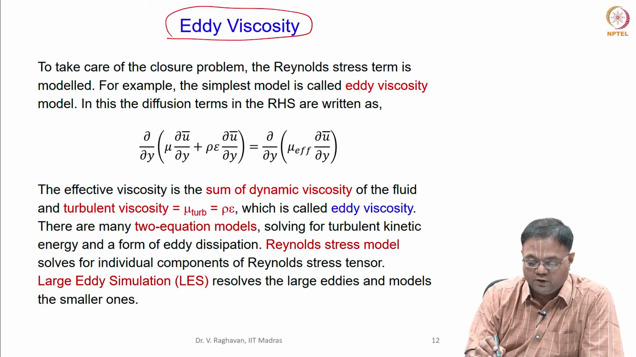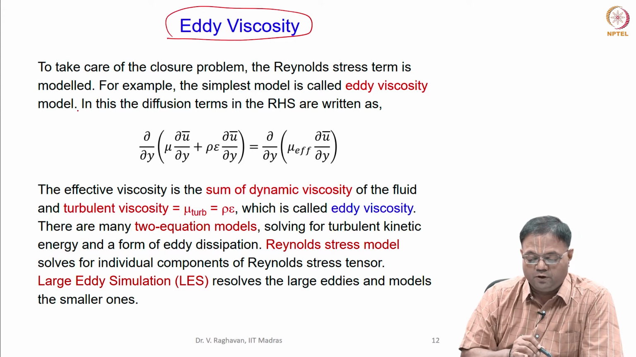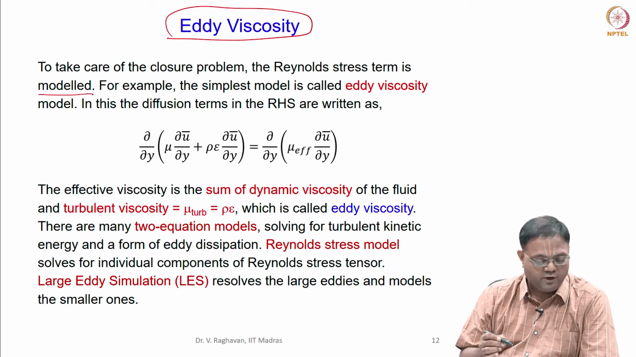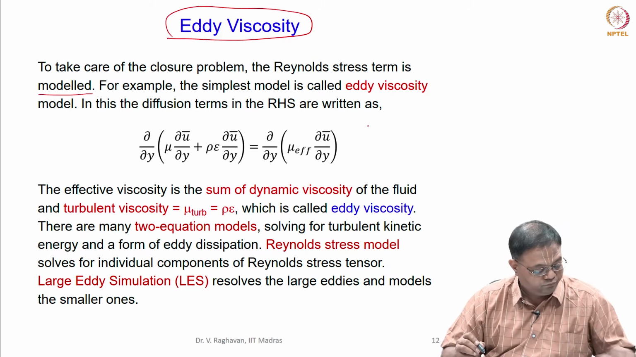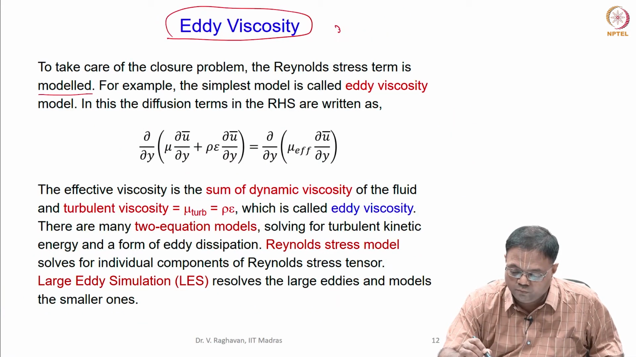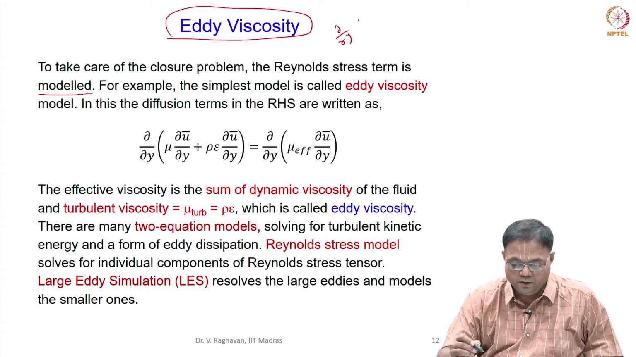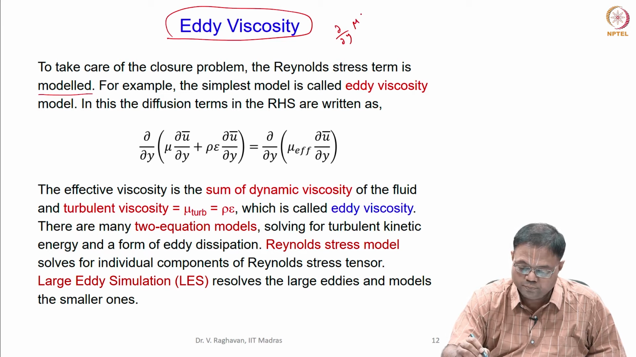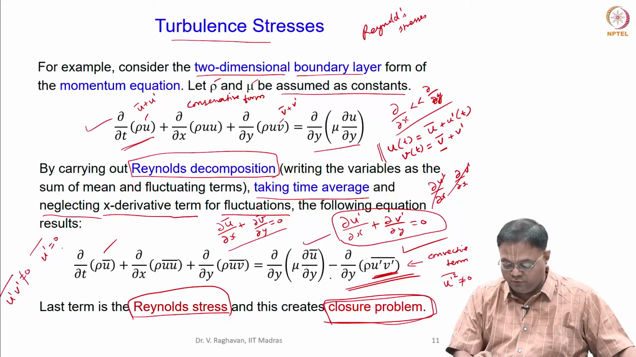Now, eddy viscosity. The simplest concept to get around the closure problem is that the Reynolds stress term is modeled. That means we make some change to the Reynolds stress term. For example, if you go back, the right hand side I can write like this. These two terms I am writing here.